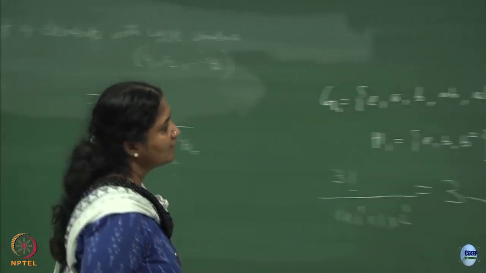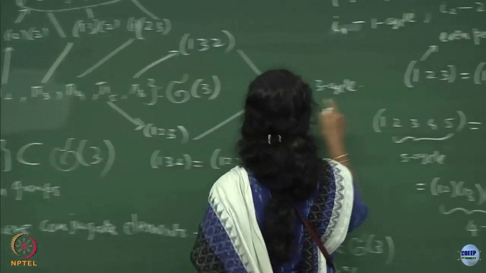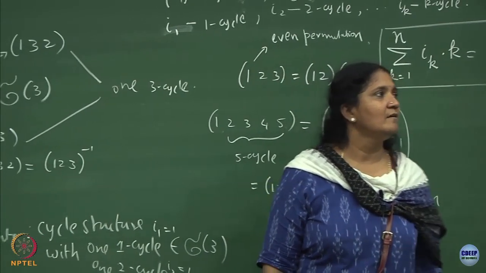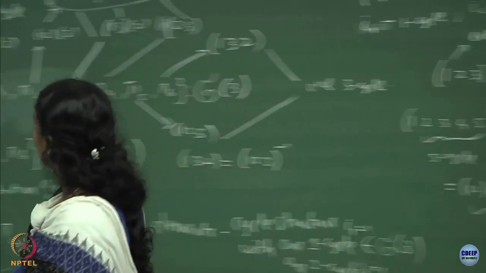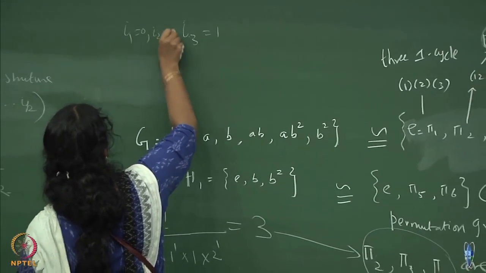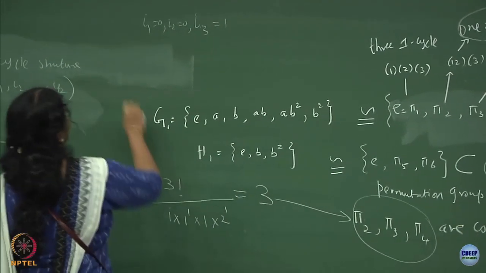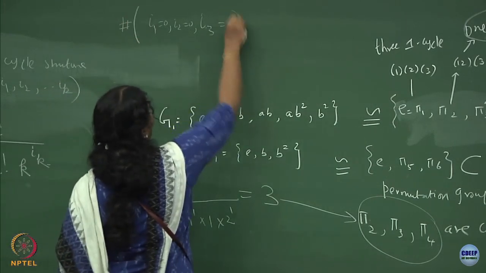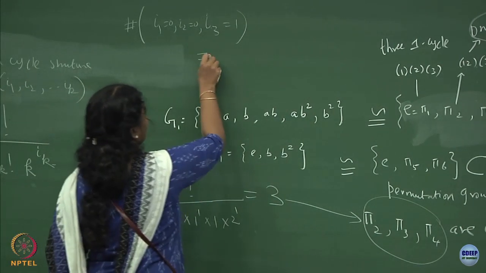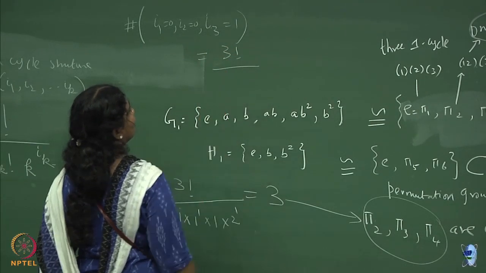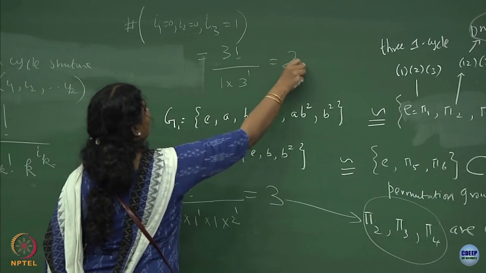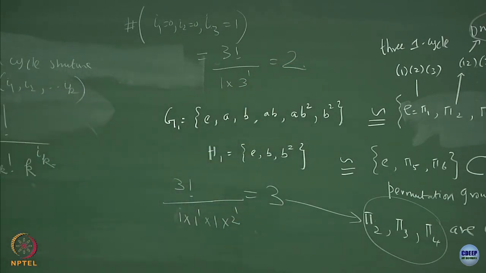You can also check the second type, which is 1, 3 cycle, right? How many elements are there? Can you check? So, I3 is 1, I1 is 0, I2 is 0. Number of elements with this cycle structure will be, you know the answer, but I just want you to use the formula and check it out.